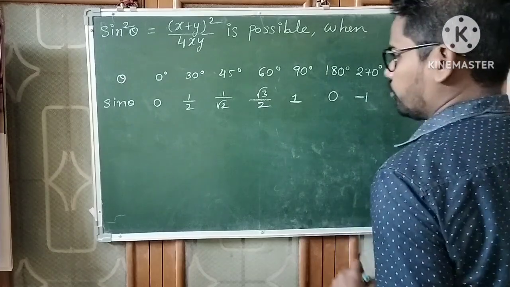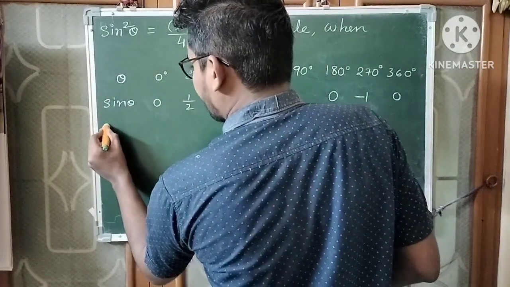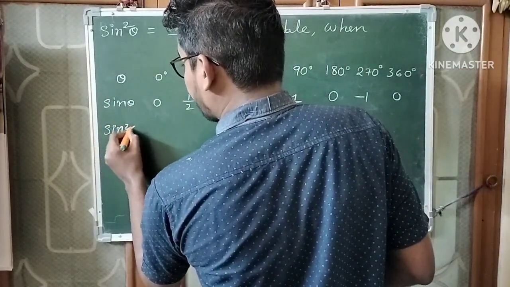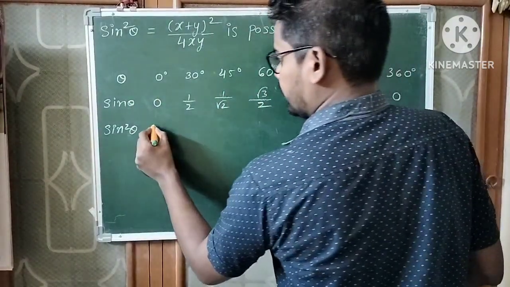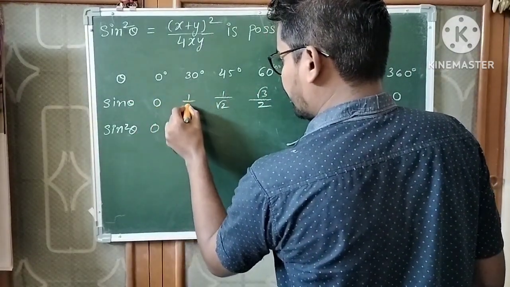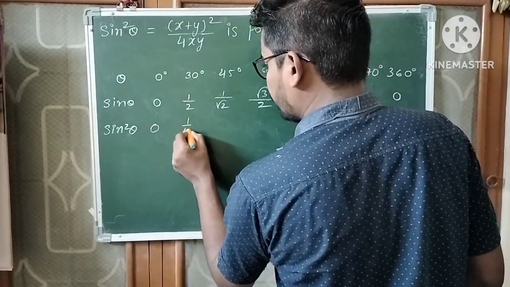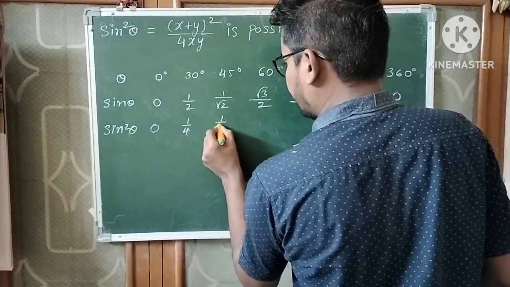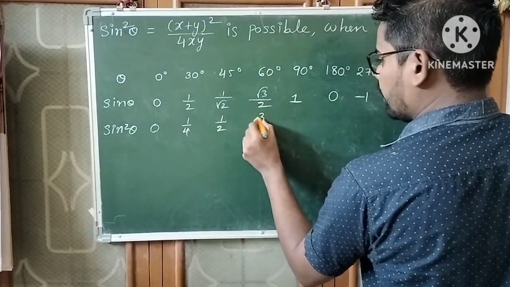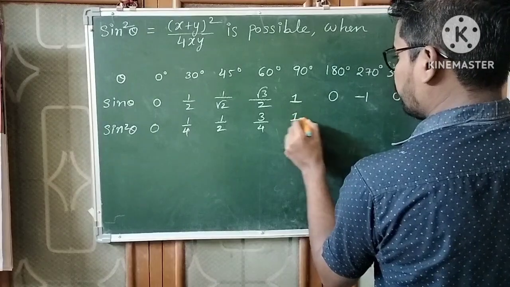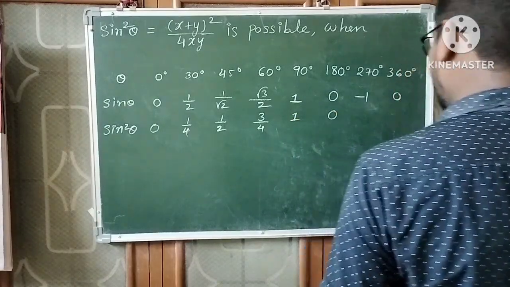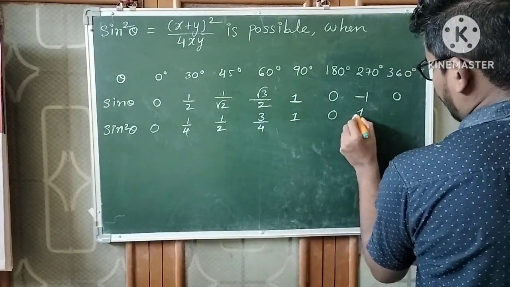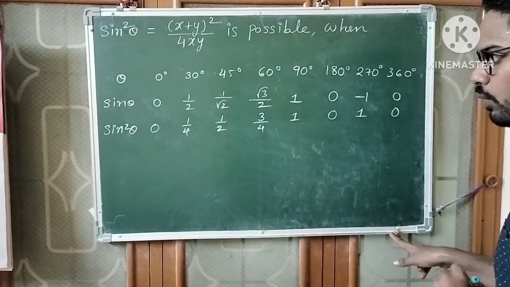Now we need the range of sine square theta. So now find the sine square theta values. 0 square is 0, (1 by 2) whole square is 1 by 4, (1 by root 2) whole square is 1 by 2, (root 3 by 2) whole square is 3 by 4, 1 square is 1, 0 square is 0, and next (minus 1) whole square is 1, and 0 square is 0.